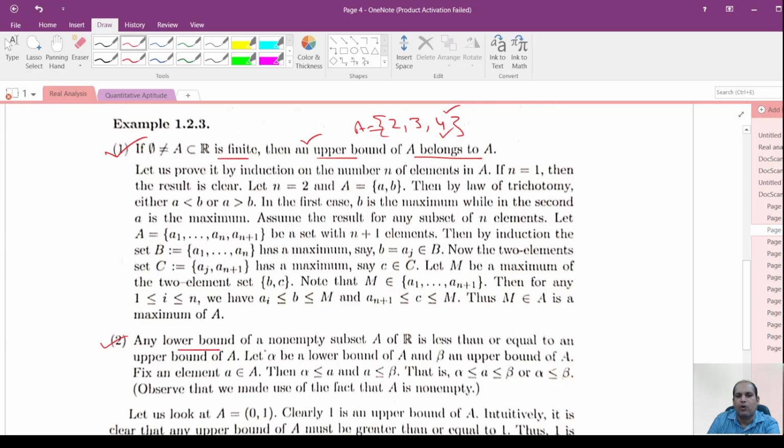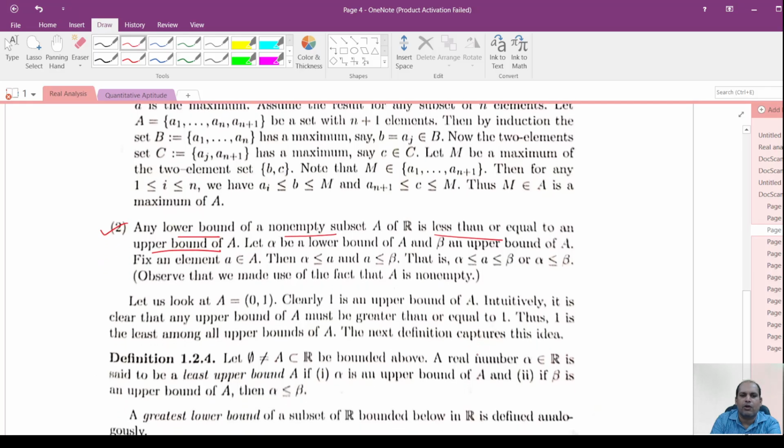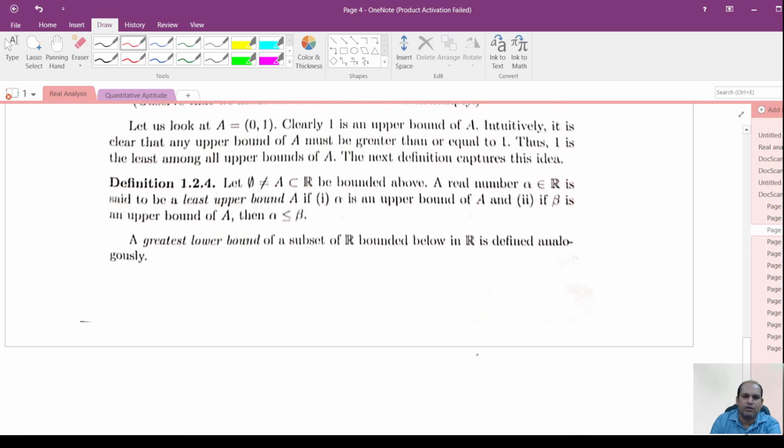Similarly, any lower bound of a non-empty subset A of R is less than or equal to an upper bound of A. Lower bound we will talk about later on, as a parallel concept. Now, this is Definition 1.2.4.